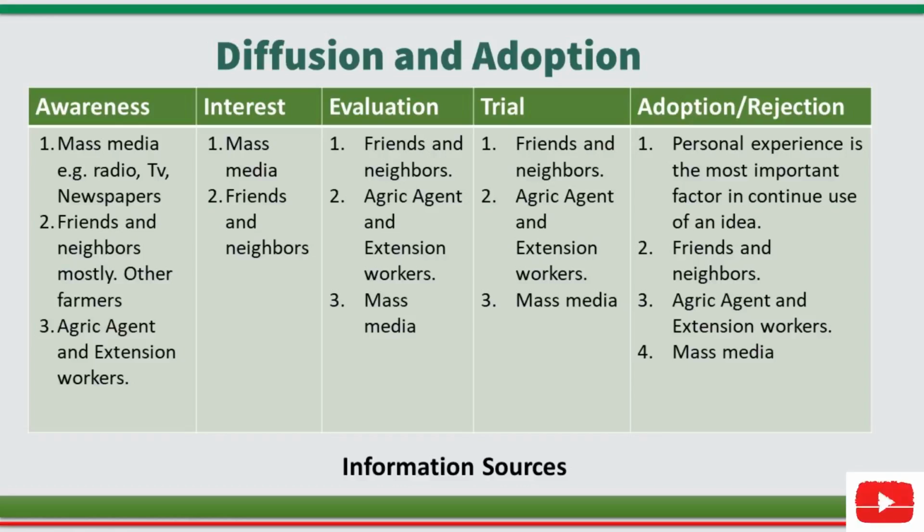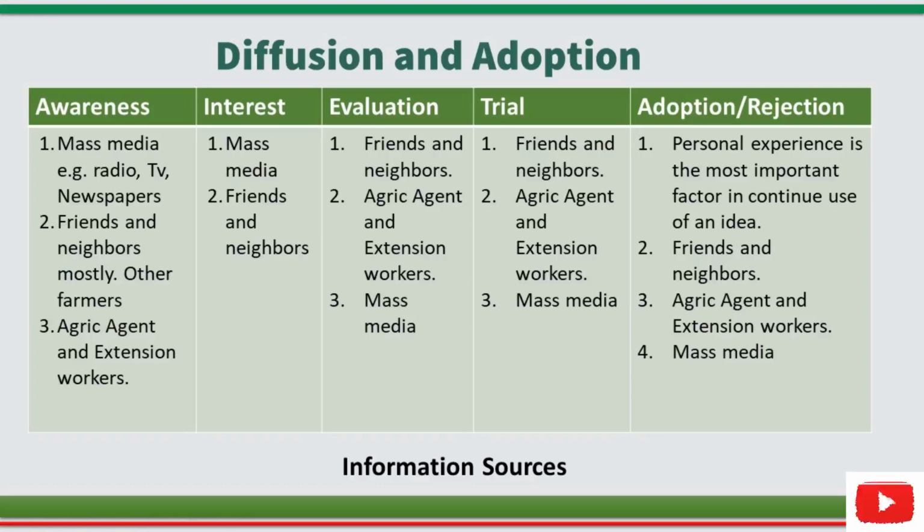At the interest level, mass media as well as friends and neighbors can help at this level. Then under the evaluation level, family and friends can help evaluate such practice. Agric agents and extension workers can evaluate. Mass media can as well evaluate. Then we also have the trial stage. Family and friends, agric agents, extension workers, mass media can also be part of this stage.